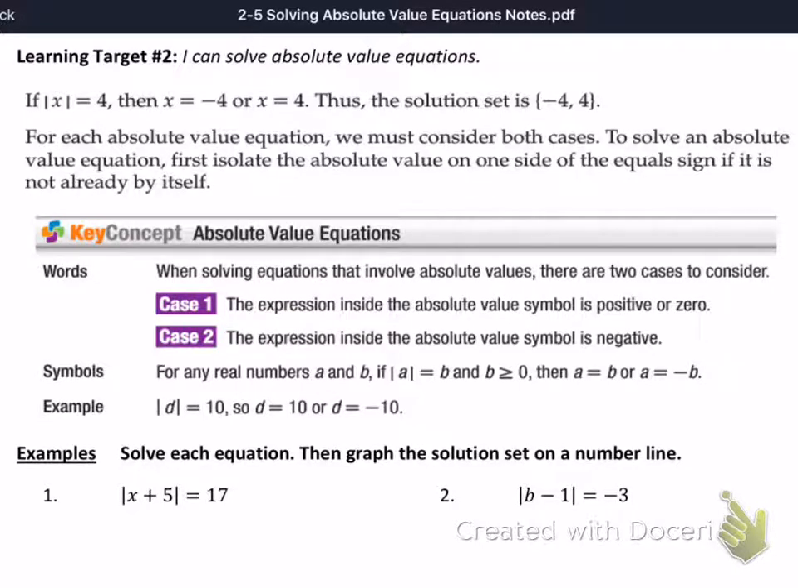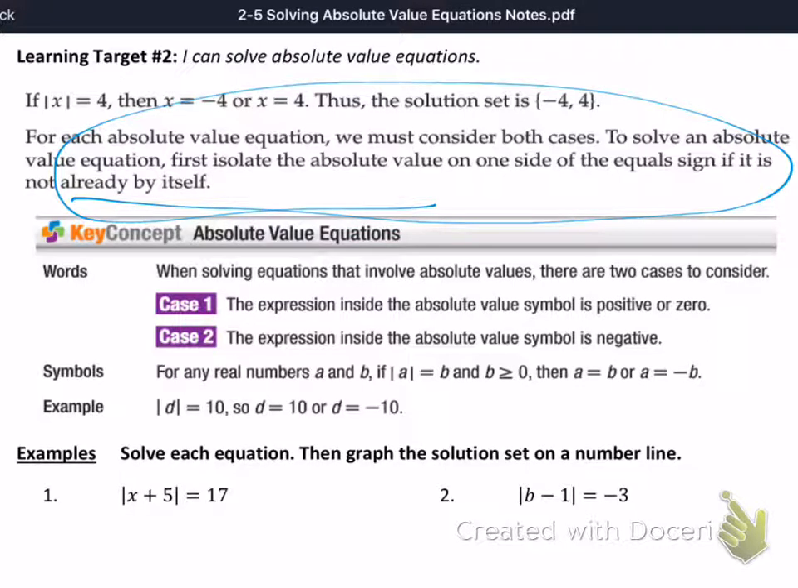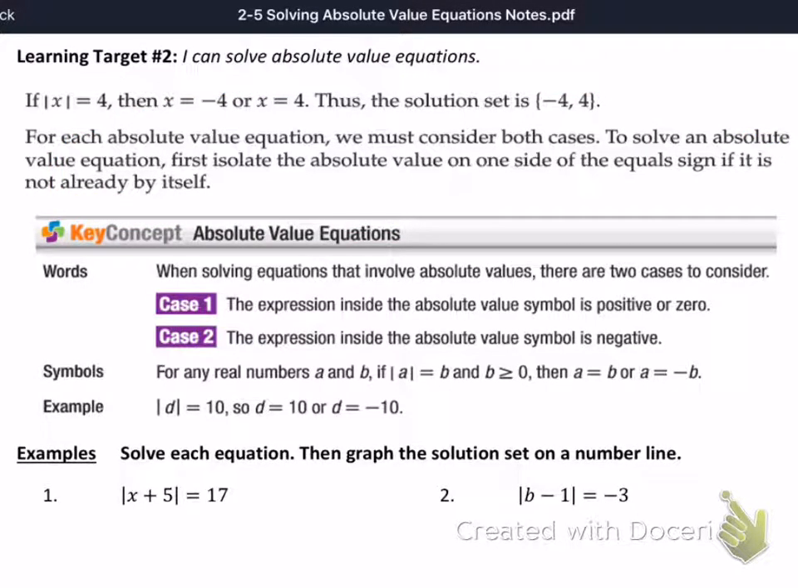So now you are looking for a value of x that will satisfy the equation. Take a moment, pause the video, and read through this paragraph right here, and underline and highlight anything that kind of sticks out. For me, 2 things stuck out. We must consider both cases. Since we know absolute value is just distance, there are 2 numbers that can satisfy it. And the second thing that stuck out to me was we have to make sure the absolute value is by itself before we split anything up.